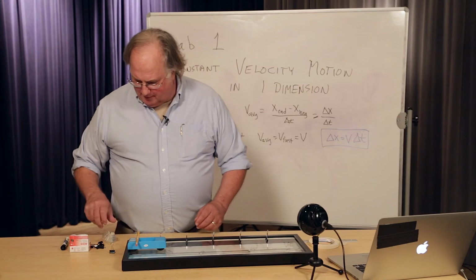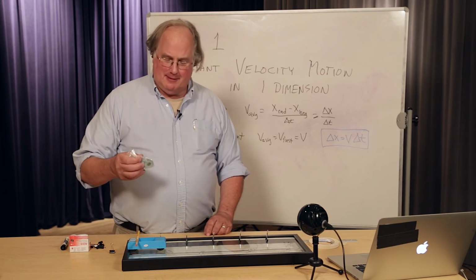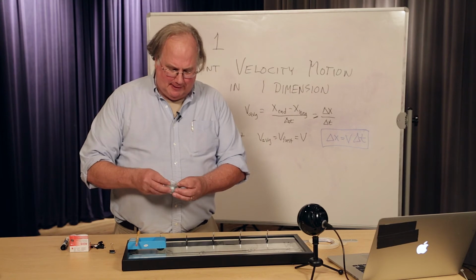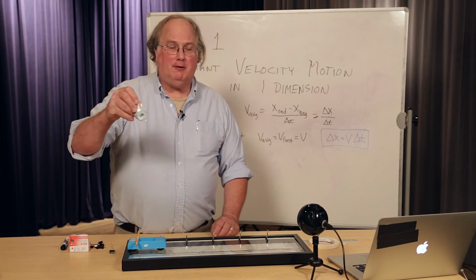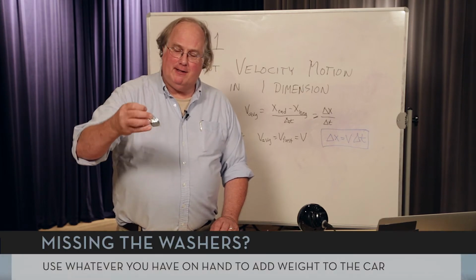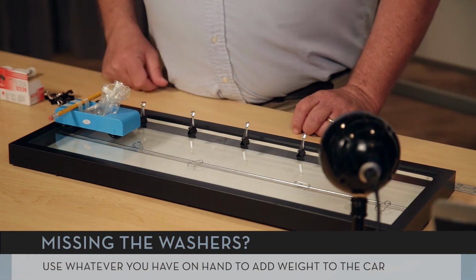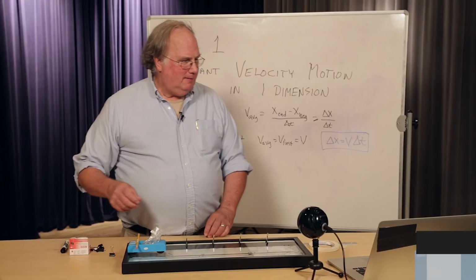There's one more thing to do, which is to add some weight to the car. The car as it stands is kind of light for this business. So I'm taking a roll of washers that also came in the kit. It's fairly heavy. These are big steel washers. And putting them in the car. And we're just about ready.